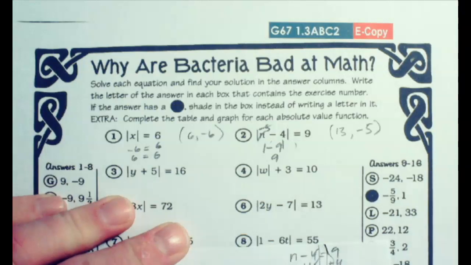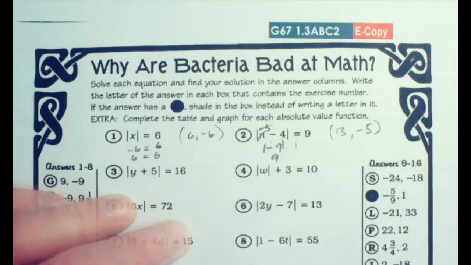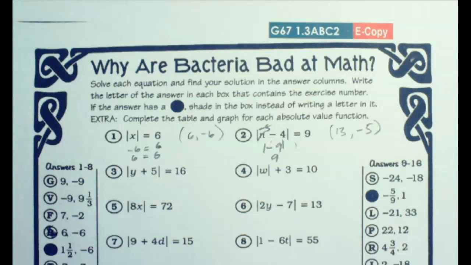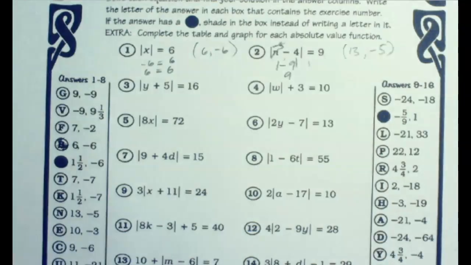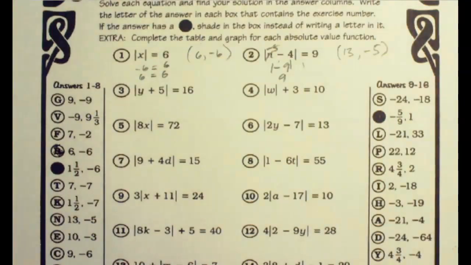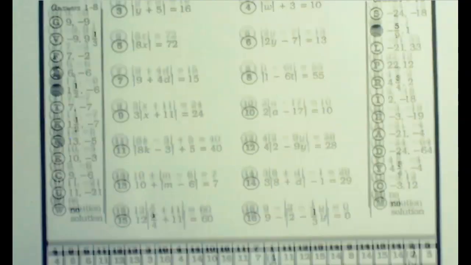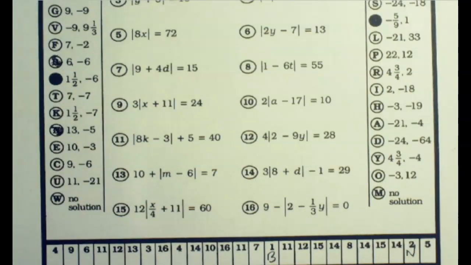So for 2, let's see if they got 13 and negative 5 anywhere on here. 13 and negative 5 is down here on n. So 2 is going to be n. Put that down at the bottom. Sorry, I've got to slide it way up for you to be able to see that. But that's okay, because I'm glad I slid up. We take a look at another problem here.